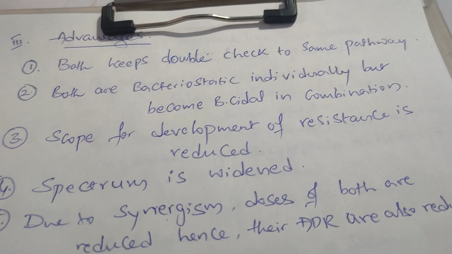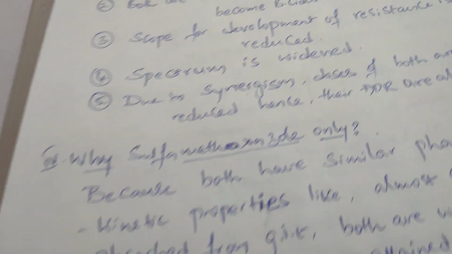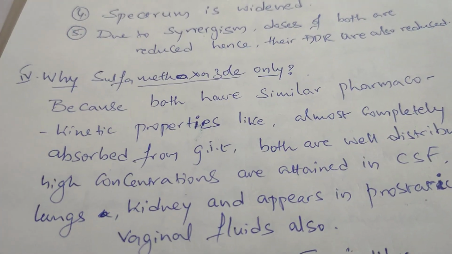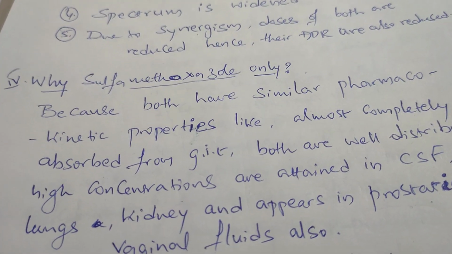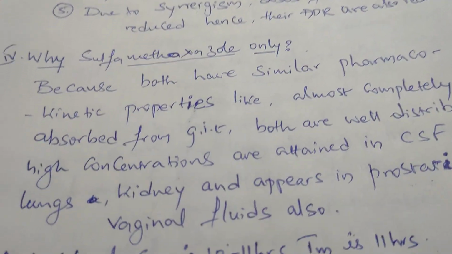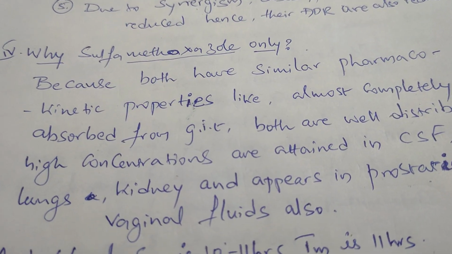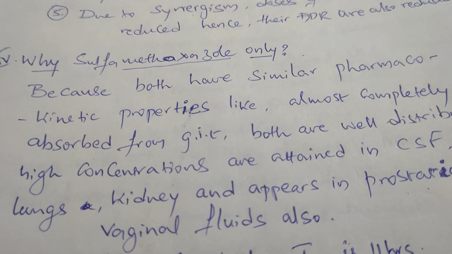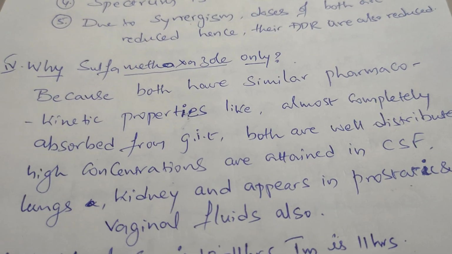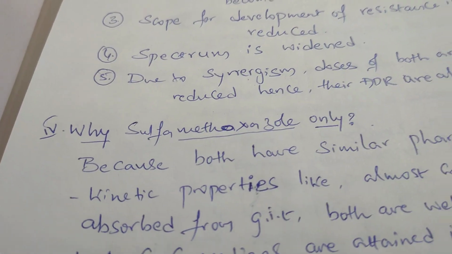So this is the action and this is the advantage. Okay, then next let us try to see why trimethoprim is combined with sulfamethoxazole only. Why can't it be combined with any other sulfa drug, like sulfadoxine, sulfasalazine, or sulfanilamide? Why is it not combined with other sulfa drugs? Let us see what the reason for that is.